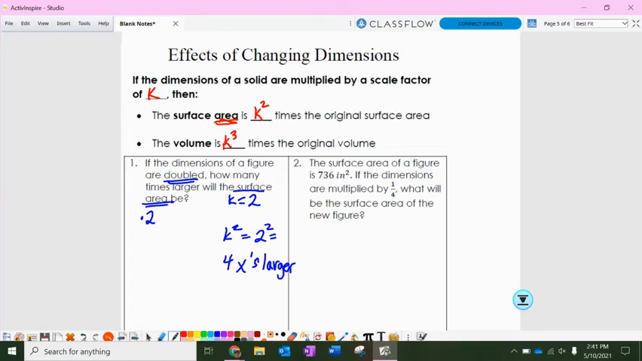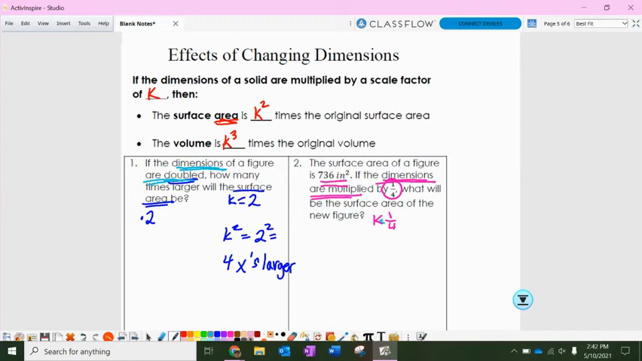Okay, let's try the next one. It says the surface area of a figure is 736 inches square. If the dimensions are multiplied by 1/4, okay, so here my scale factor is 1/4. It says dimensions are multiplied, okay? So just like in the first one, you want to be looking for that term. The dimensions are doubled, the dimensions are multiplied. That means we're using the scale factor of k instead. What will be the surface area of the new figure?